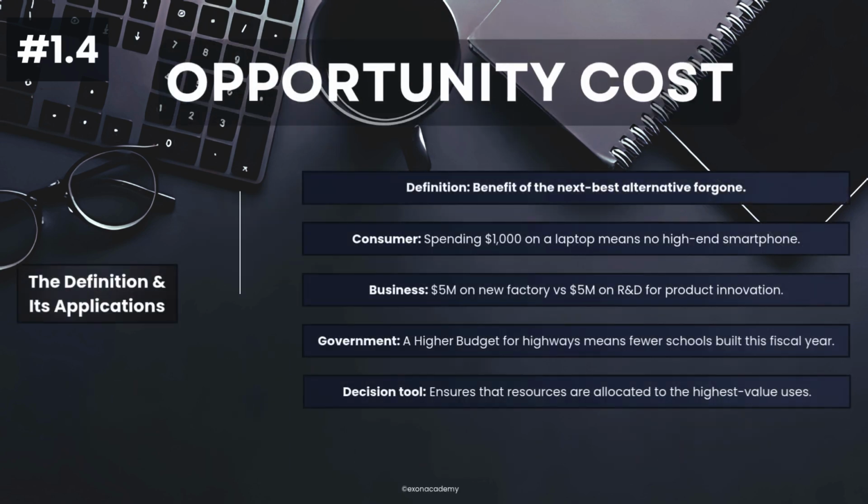Opportunity cost is what you give up when you choose one thing over another. If a student spends $1,000 on a top laptop, that same money cannot buy a premium smartphone anymore. In business, investing 5 million in a new factory means you can't use that same money for research and development that might create a breakthrough. Governments face this too. Funds used to build highways can't go towards schools. Thinking about opportunity cost helps leaders decide where their money will do the most good overall.